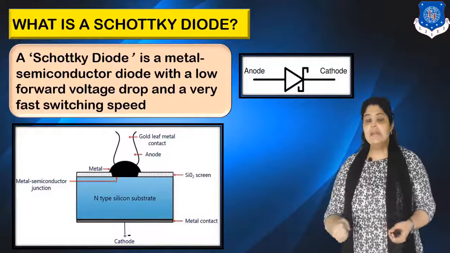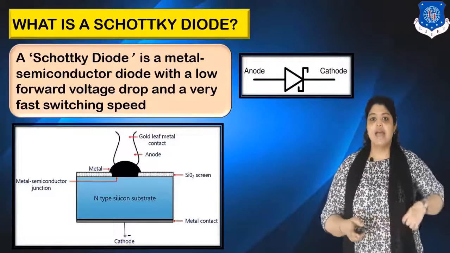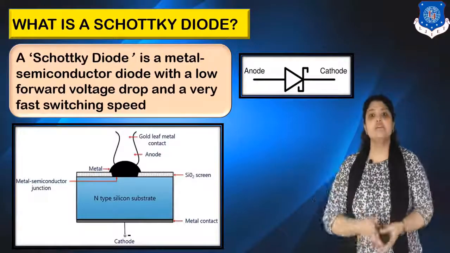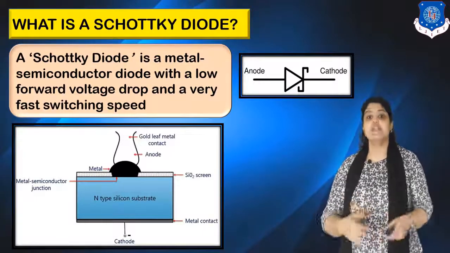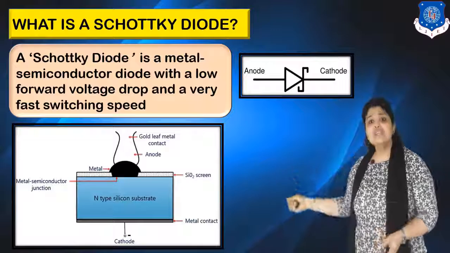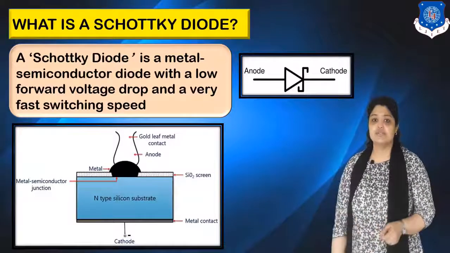Why do we use a metal? Because it has a higher conductivity. And on the top portion of the metal, you have a gold leaf contact. Gold or platinum is generally used because they have higher conductivities. So this is how a Schottky diode is constructed.